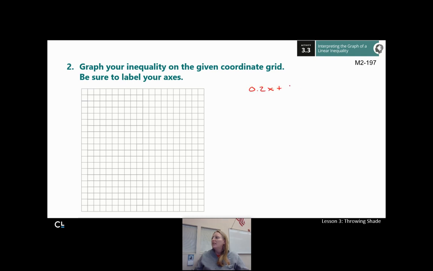0.2x plus 0.5y. We said it was less than or equal to 50. So we talked about this in the last lesson. You may need to flip back a few pages to remind yourself how we do these. So go ahead and graph your lovely inequality. Make sure you label your axes. Hit pause to graph it out and then hit play when you're ready to check your work.